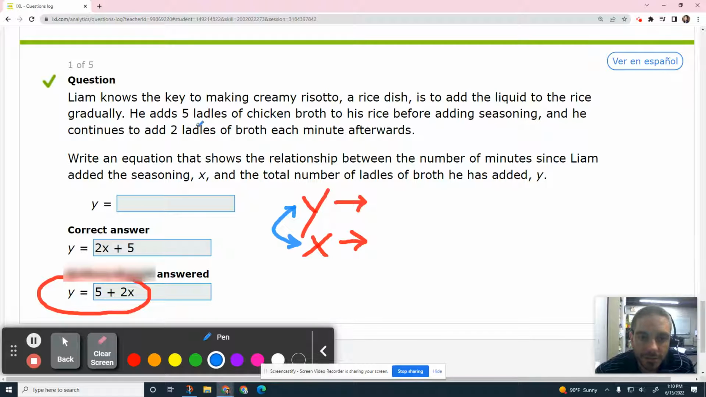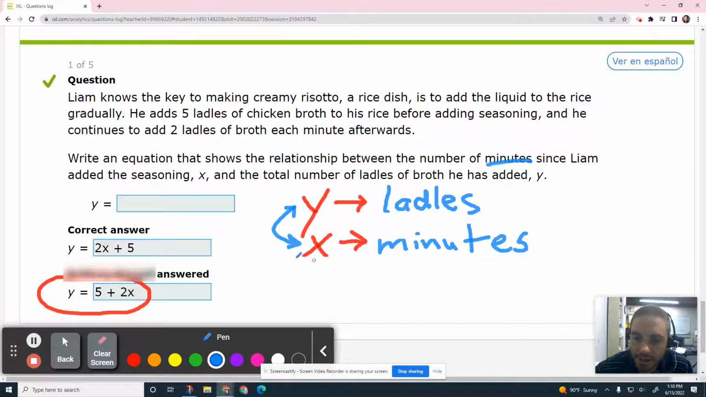And like in this question, let's see here. The letter Y, it even tells us the letter Y is the ladles of broth for this recipe. And X is the minutes since he's added the seasoning. Very specific. But as one thing changes, as the minutes go on, he's probably going to be adding more and more ladles of soup. I don't know, but let's read through it.